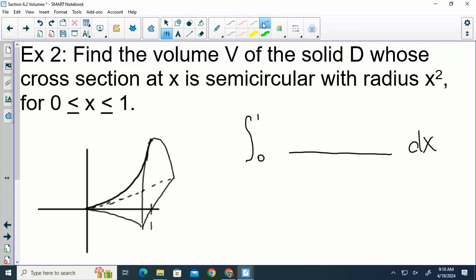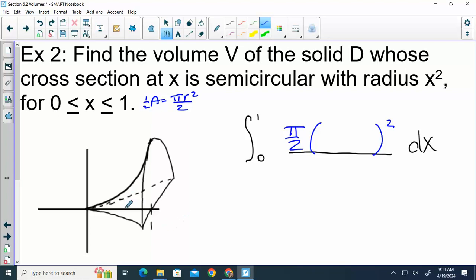Okay, how do we find the area if this is a semicircle? We know the area of a circle is pi r squared. So how would you find the area of a semicircle? We have half of it. So pi over 2 r squared is the whole thing over 2. So we need to figure out an equation for the radius of that semicircle.